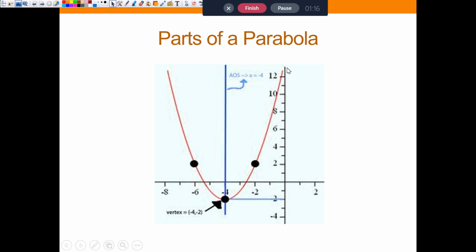And where it crosses the y-axis is our y-intercept, and where it crosses our x-axis are our x-intercepts or roots.